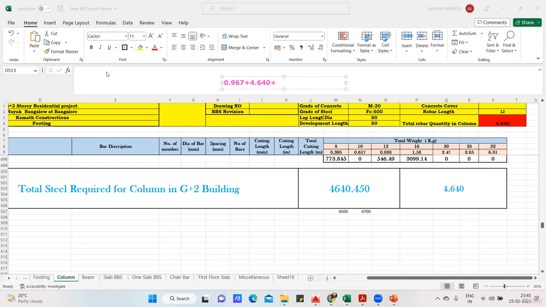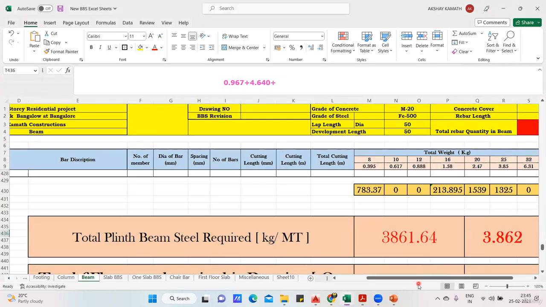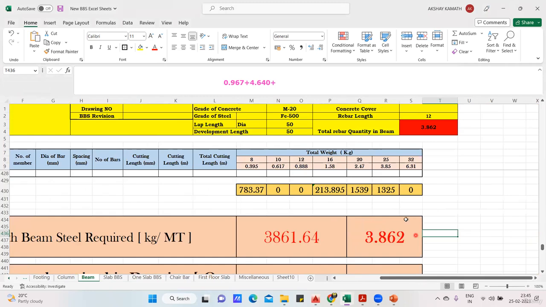Plus, this is for column. For beam, only the plinth beam I had explained to you, right? Only in the plinth beam, the quantity is 3.862 ton. But ours is a G+2 structure, so later I'll explain this part. This is 3.862 ton, for the beam. Only the plinth beam I had taken, but because it is a G+2 structure, we require first floor, second floor.